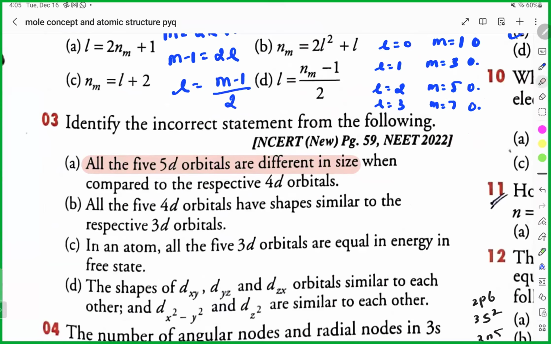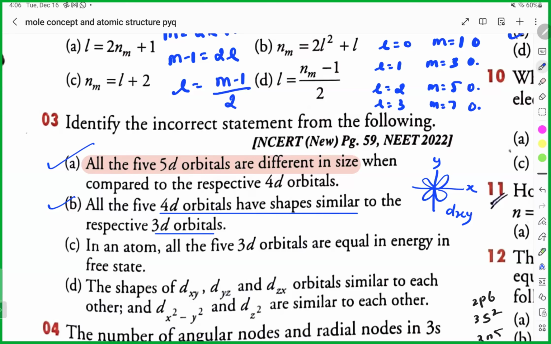See, all 5D orbitals are different in size when compared to 4D. Of course, when n is bigger, the size will be different. Correct. All 4D orbitals have a similar shape compared to 3D orbitals. The shape is the same, the size is different. This is x, this is y. So dx, dy. The shape will be the same, the size will be bigger. For example, if you have a rectangular shape, it is the same but the size could be a small or a big rectangle, right?